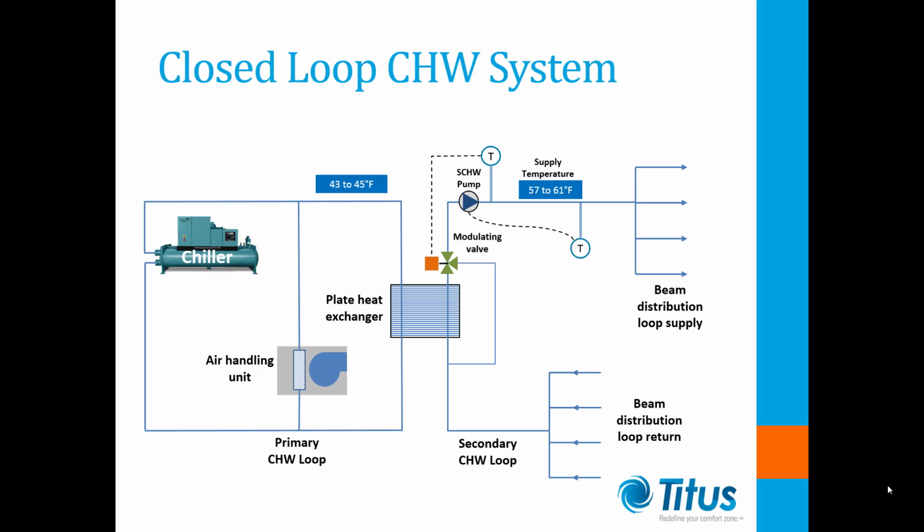The secondary loop can be designed a number of ways. This layout uses a plate heat exchanger to create a closed secondary loop and is the preferred design for many engineers, as low temperature chilled water cannot be accidentally sent to the chill beams, potentially causing a condensation issue. The heat exchanger transfers heat from the chill beam return water into the primary loop.